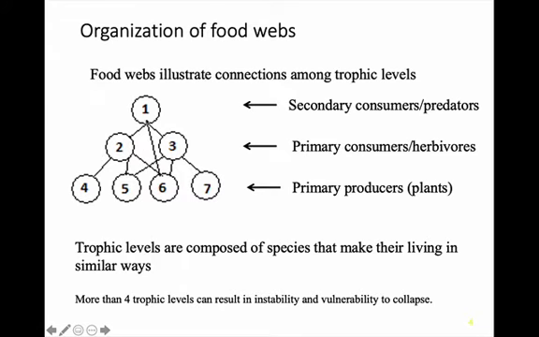So now, really interestingly, you might ask, well, how many trophic levels can you have? And surprisingly, most food webs have either 3 or 4 when we really get down to classifying who's eating who. More than 4 trophic levels is often very unstable for reasons that we'll go into shortly.